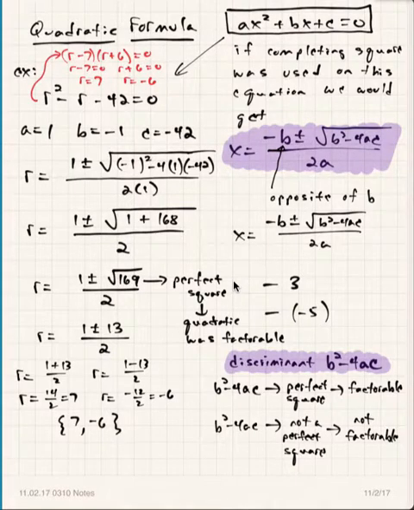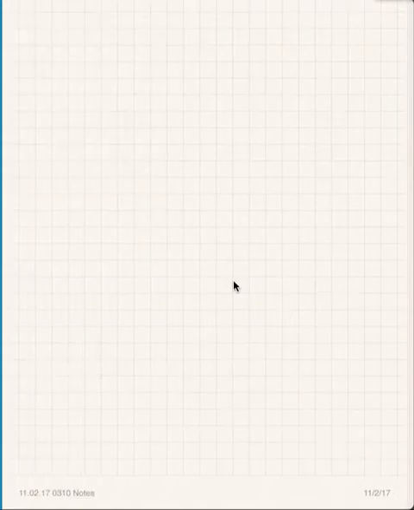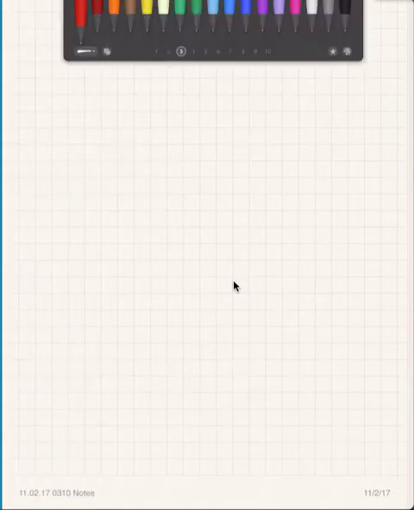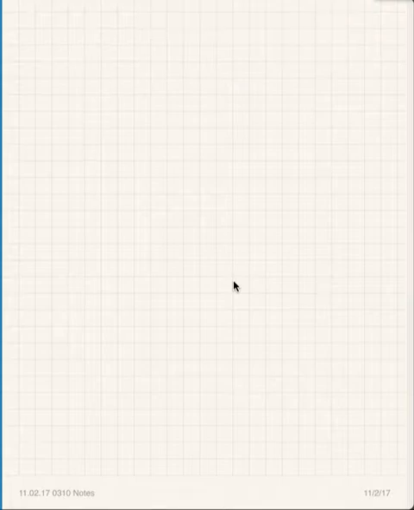All right, so let's continue this process here. Let's talk about a couple of more problems with the quadratic formula. And please don't hesitate to shout out and stop me as we go through this.